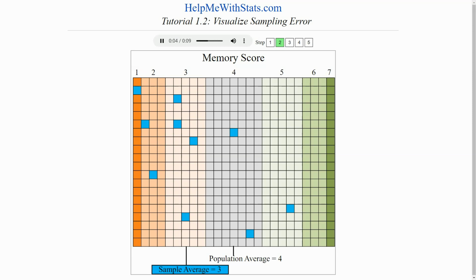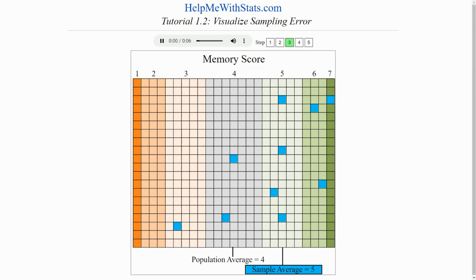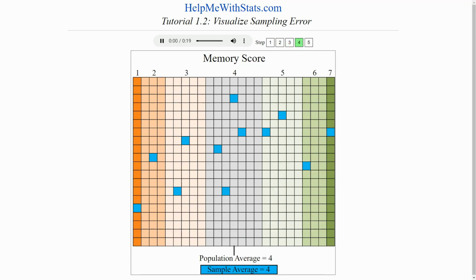In this sample, the average sample value is 3, which is less than the population average of 4. In another sample, the average sample value is 5, which is more than the population average of 4. This sample would be the most typical, with a sample average equal to the population average.